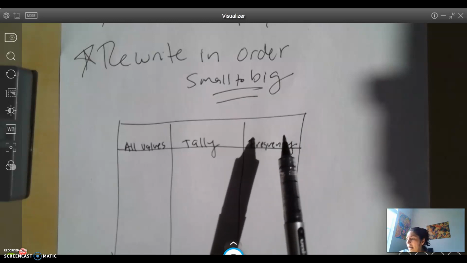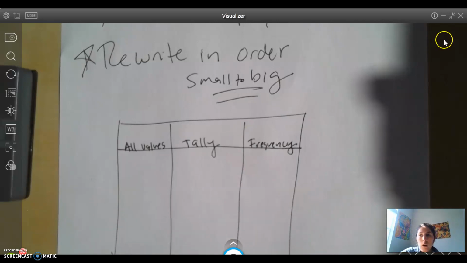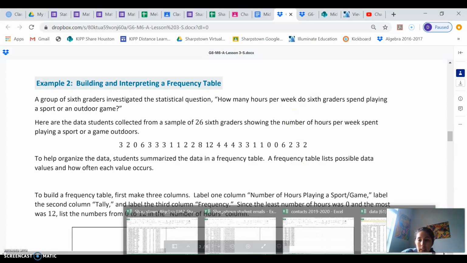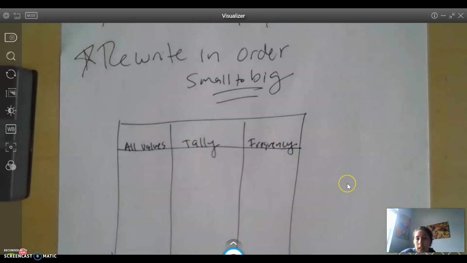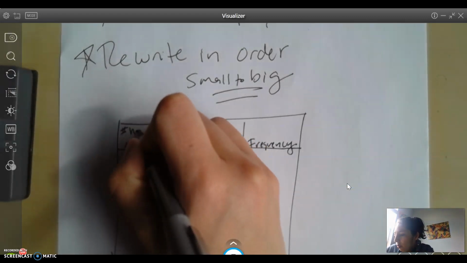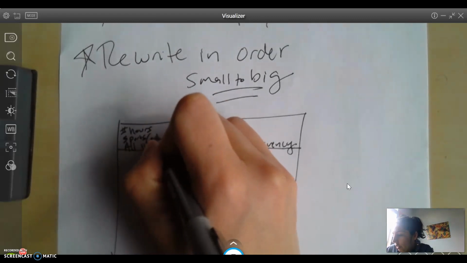Okay, so at this point, let's go to the all values, and we can be a little bit more specific about what kind of values we mean. We can give it some description. So let's go back to the problem. The problem was how many hours per week 6th graders spend playing a sport or playing outside, an outdoor game. All right, so let's see. So all our values represent number of hours playing sports or outside.